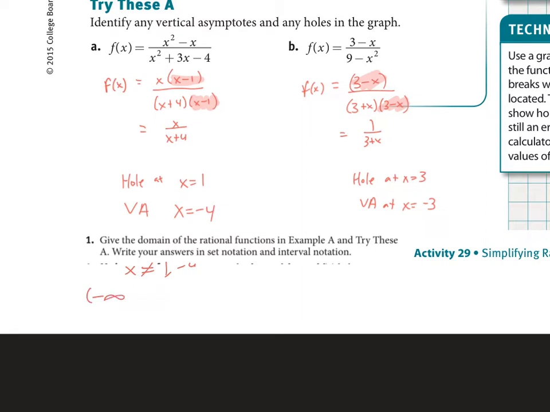And so if I'm doing that in interval notation, that's negative infinity up to negative 4, but then again from negative 4 up to 1, and then again from 1 up to infinity, just removing those two numbers from the number line. And over here, similarly, negative infinity up to negative 3, negative 3 to 3, and 3 to infinity. So again, can you factor, identify the holes and vertical asymptotes, do that first, and then we'll figure out how to put all that information together into a single graph.